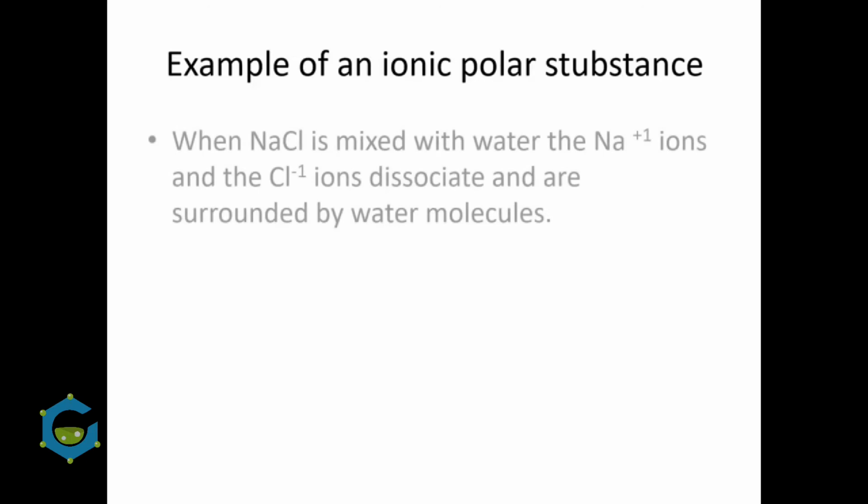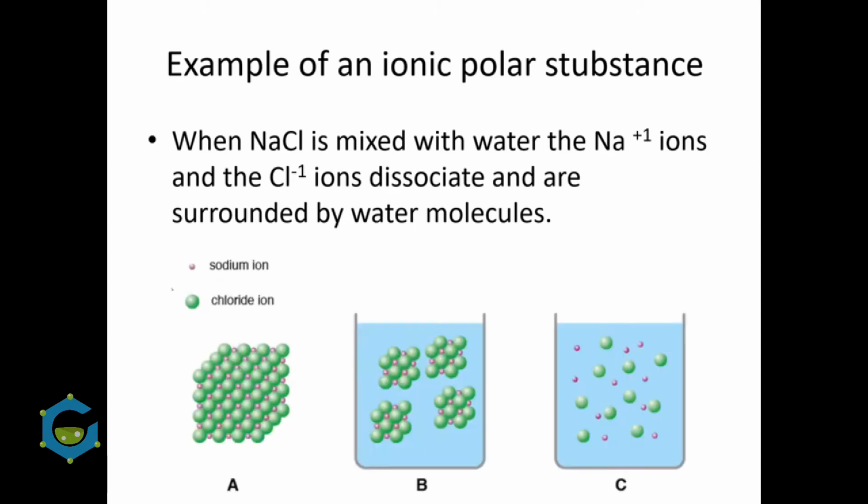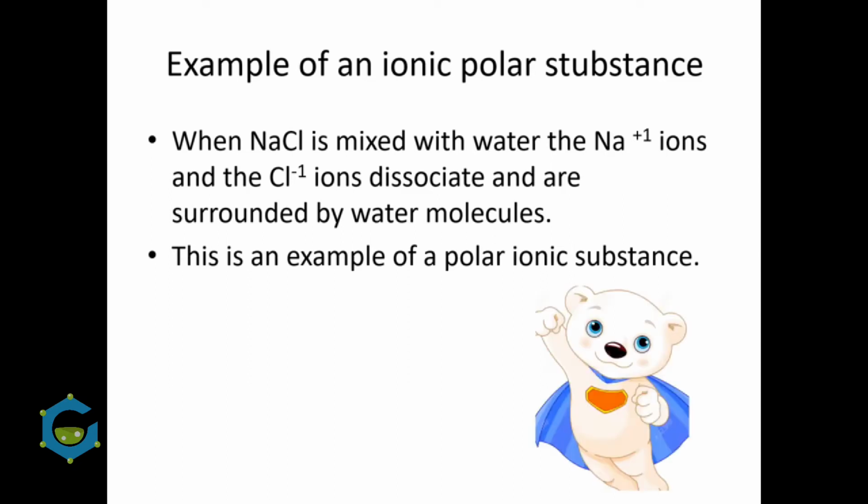So an example of an ionic electrolyte, or ionic polar substance, that would be an electrolyte would be sodium chloride. When sodium chloride is mixed with water, the positive sodium ions and the negative chloride ions dissociate and are then surrounded by water molecules and pulled apart. I'm also calling it a polar ionic substance because remember, being ionic is really like being super polar. You are so polar that you are no longer polar, you are ionic.